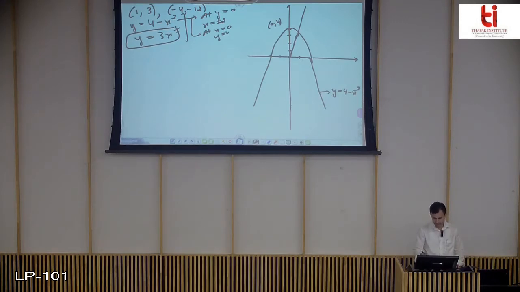At 1 it is 3, so somewhere here is the point of intersection (1, 3). Let me plot it properly. The other point of intersection is minus 4, minus 12. So this is minus 4, 0, and going down 4, 8, 12, the line goes like this.